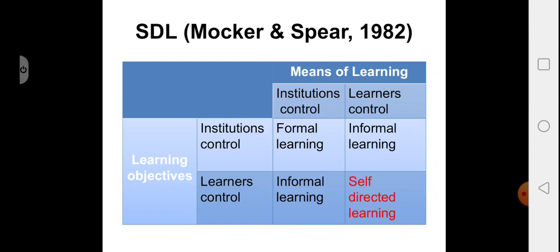Let us see this Mocker and Spears SDL table. Here there are two things. One is learning objective and the other is means of learning. When both of these are under the institution's control, it becomes formal learning. When either of them is under the control of the learner, it becomes informal learning. When both learning objectives and means of learning are under the learner's control, it becomes self-directed learning.